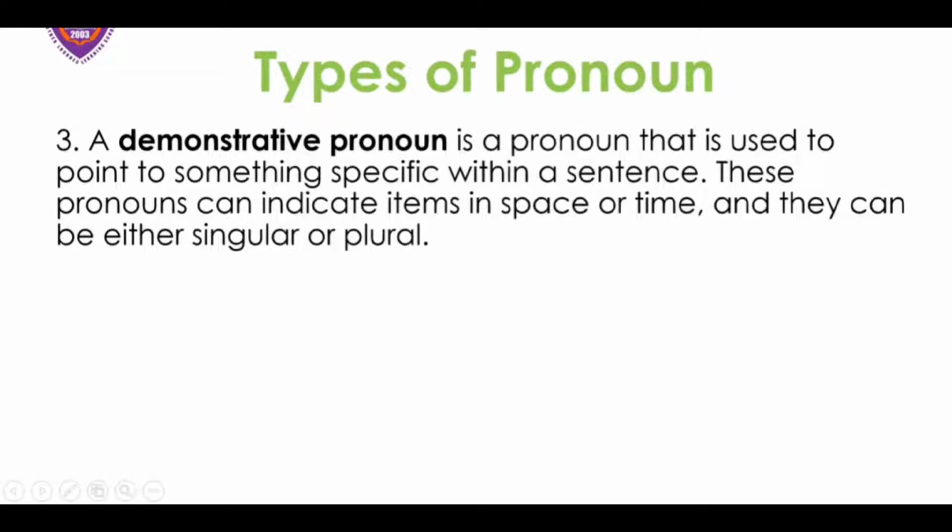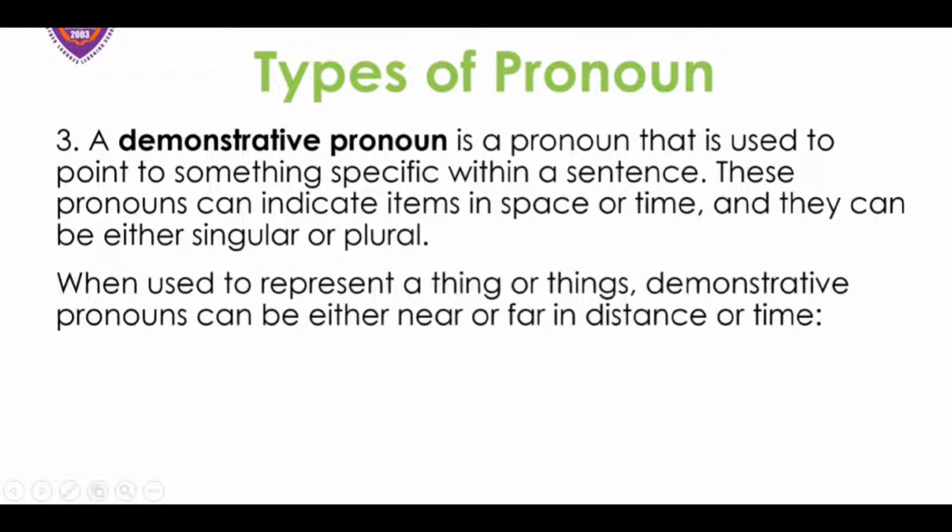Number 3. A demonstrative pronoun is a pronoun that is used to point to something specific within a sentence. These pronouns can indicate items in space or time, and they can be either singular or plural. When used to represent a thing or things, demonstrative pronouns can be either near or far in distance or time.